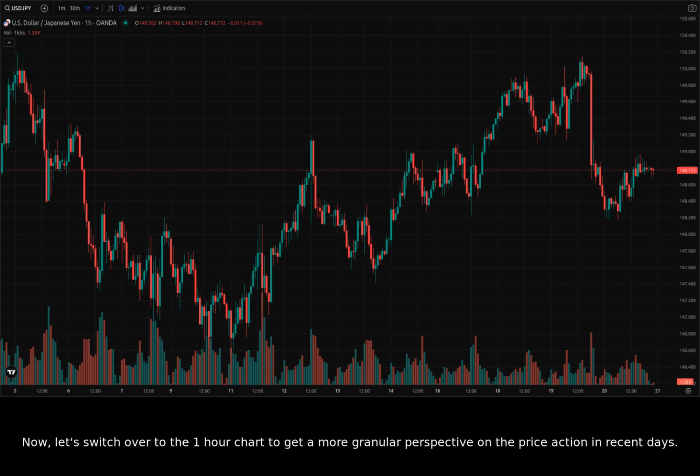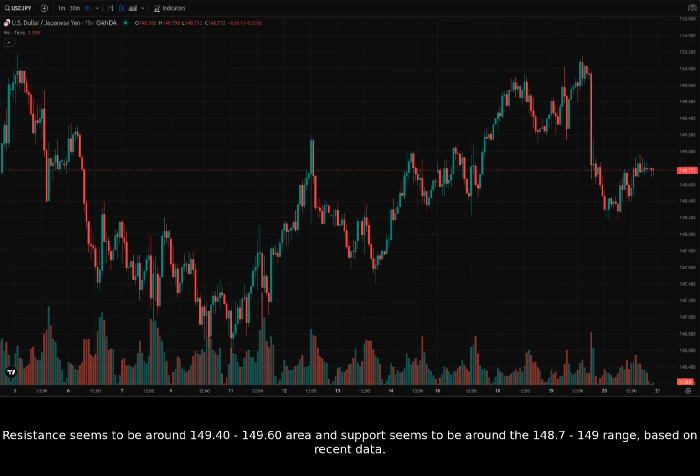Now, let's switch over to the one-hour chart to get a more granular perspective on the price action in recent days. Zooming in on the one-hour chart, we can observe more closely the volatility. Resistance seems to be around the 149.40 to 149.60 area, and support seems to be around the 148.7 to 149 range, based on recent data.